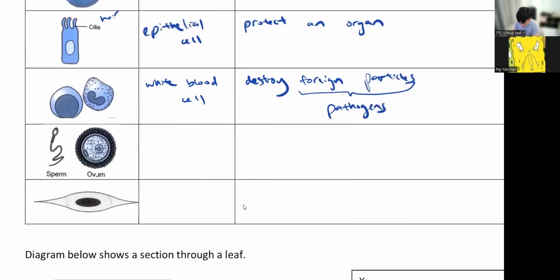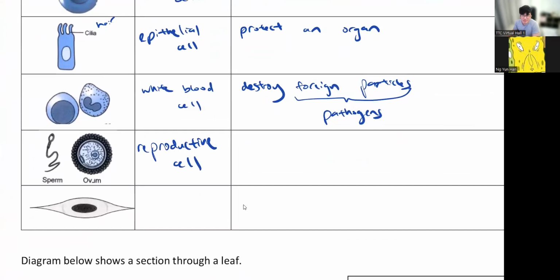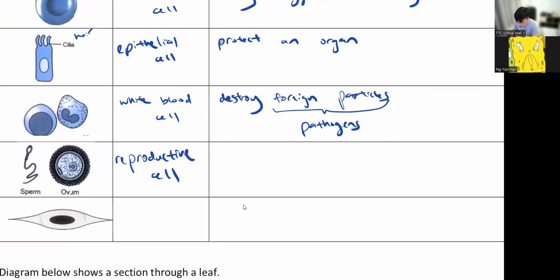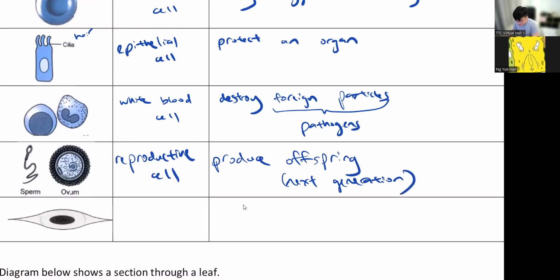Right, next, you have this thing. This is your reproductive cell. Right, as you can recognize them, it is sperm and ovum. What is their function? This is for reproduction, or you can say to produce offspring. Okay, what is an offspring? Offspring means next generation lah. If you cannot write offspring, then write next generation, same thing. Okay, to produce the next generation.